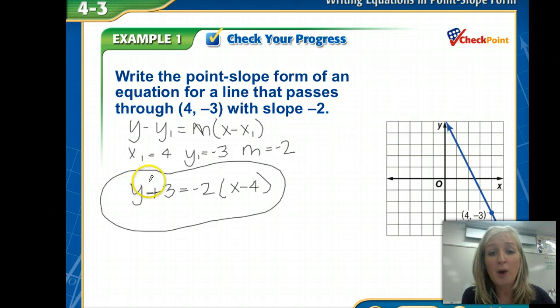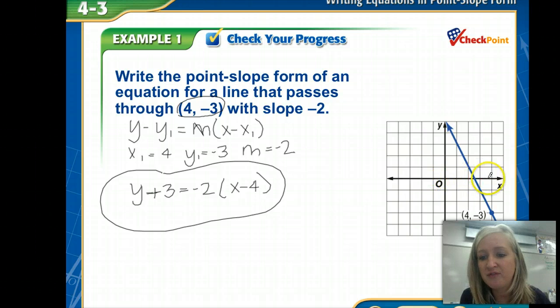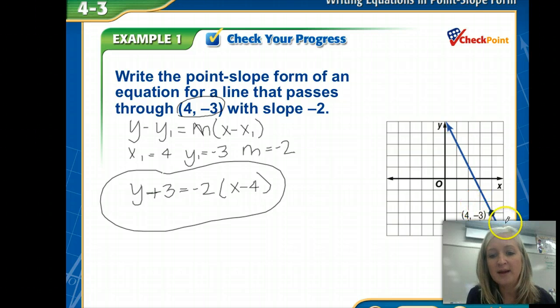Then in order to graph point slope equations, what we do is we start with this point, (4, -3). I'm going to go over 1, 2, 3, 4, and down 3. Make a big dot. That's your starting point. And then the only thing that we have to go from there is our slope.